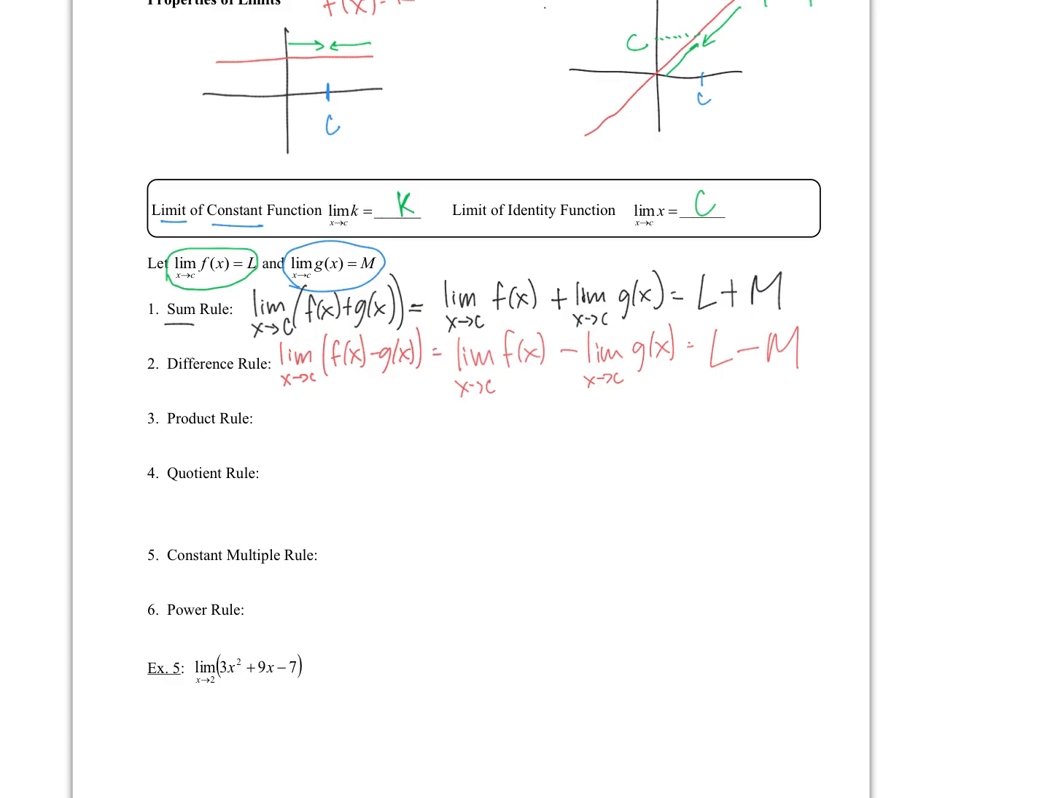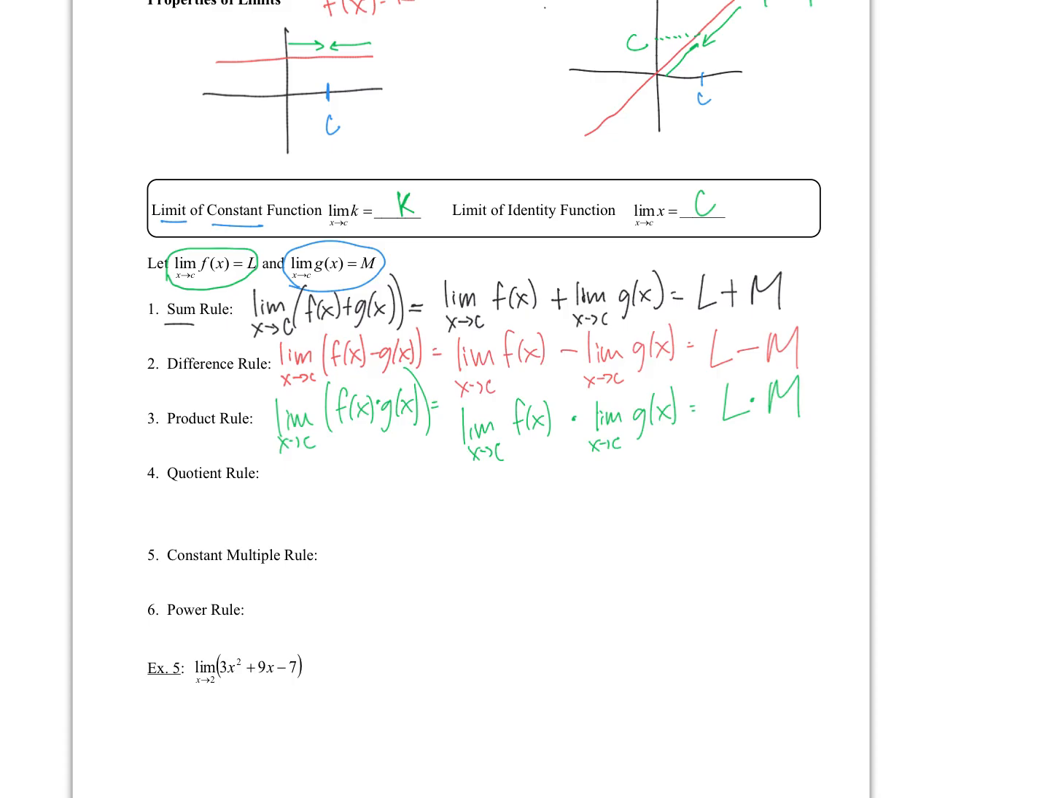All right, so most of these are going to be literally what you think they're going to be. The limit as x approaches c, and since it's the product rule, we're going to multiply those two functions together. Okay, so the limit of the product is the product of the limits. All right, I'm hoping this makes sense. Again, if there's questions, write them down. I will answer them in class.